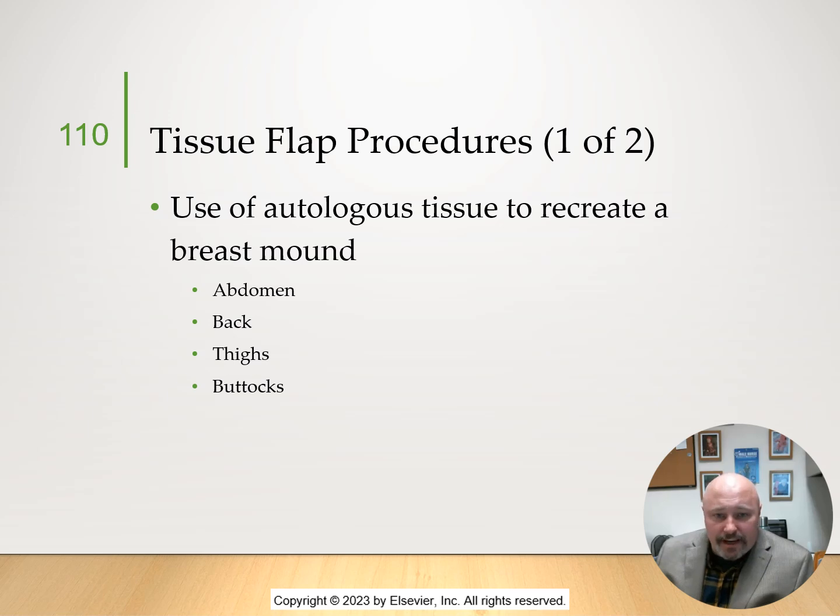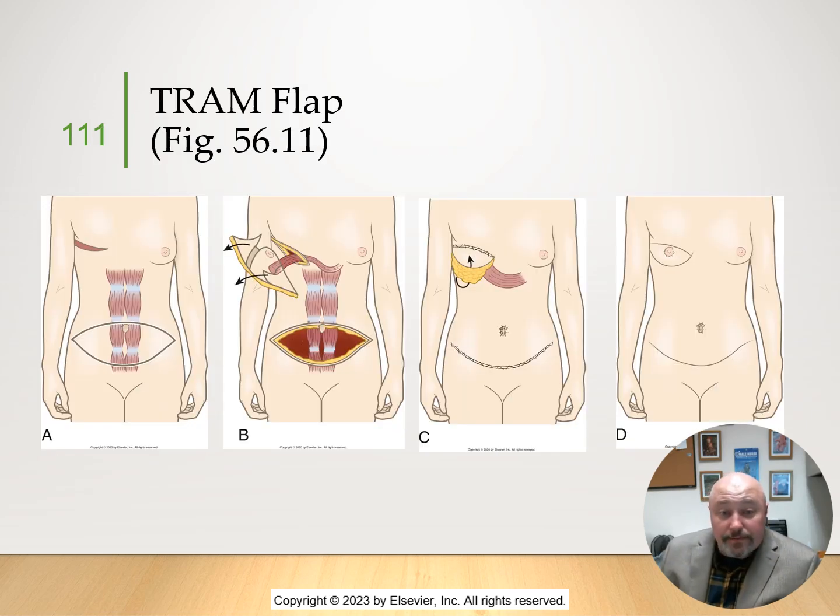Another option may be a tissue flap procedure. This involves the use of autologous tissue to recreate a breast mound. This tissue may be obtained from places like the abdomen, the back, the thigh, or even the buttocks. Here on figure 56.11, it's just another diagram giving you a better idea of how that autologous tissue is obtained to recreate the breast.